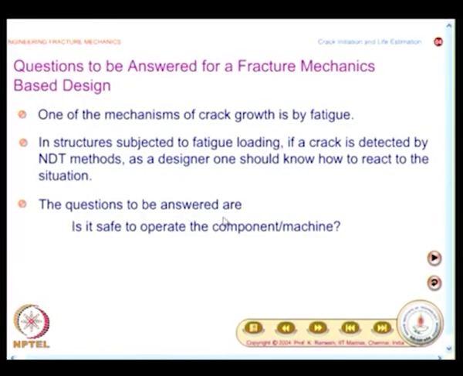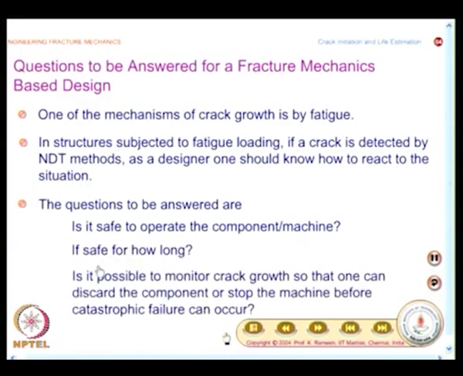The questions to be answered are, is it safe to operate the component or machine? If safe, for how long? Is it possible to monitor crack growth so that one can discard the component or stop the machine before catastrophic failure can occur? Something related to these questions we have asked earlier, what a fracture mechanics course should help, those questions we are asking again.